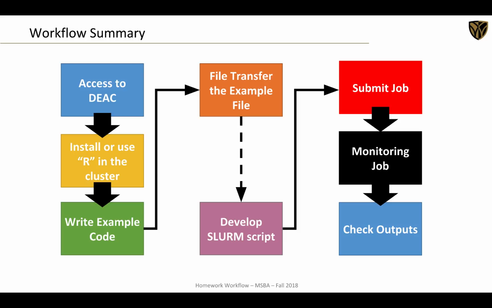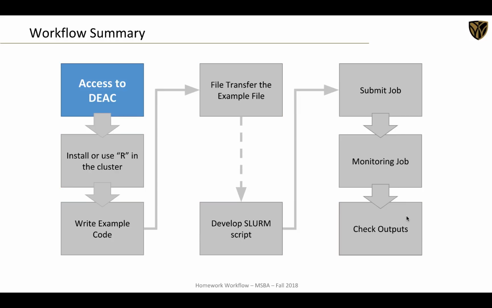3. We have to write our code. 4. We need to know how to transfer code and data to the cluster. 5. Then we'll develop a Slurm batch script for our R code. 6. We will review how to submit the batch script as a job. 7. We'll cover how to monitor your job. And 8. Lastly, we'll check our outputs. So let's dive in, shall we?